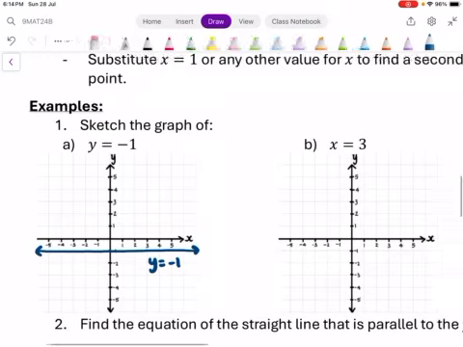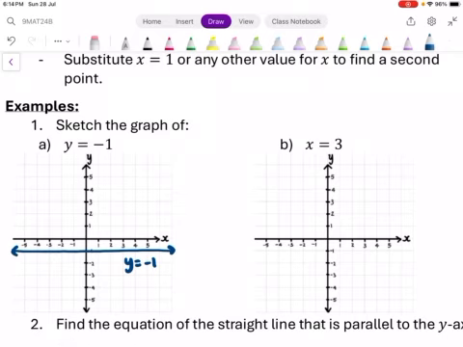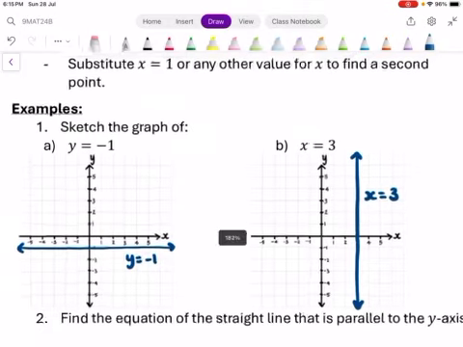For B, we want to sketch the graph of x equals 3. So what we want to do here is draw a straight line going through x equals 3 for every y value, using a ruler. We want to put our arrows at both ends, and we want to write the line x equals 3. We want to label our equation.